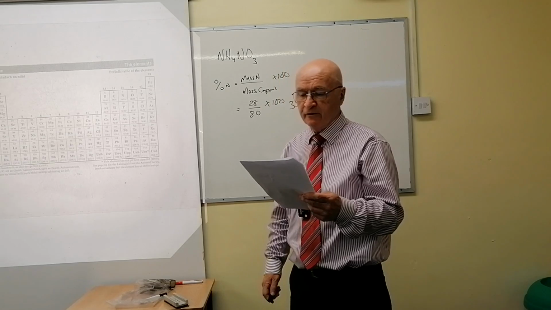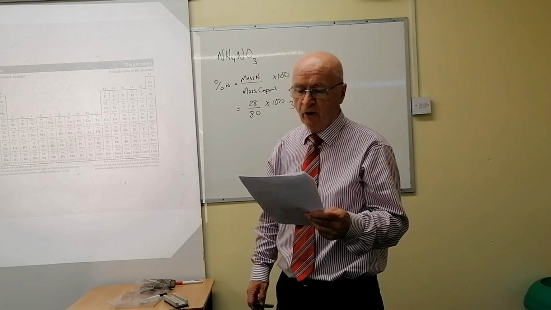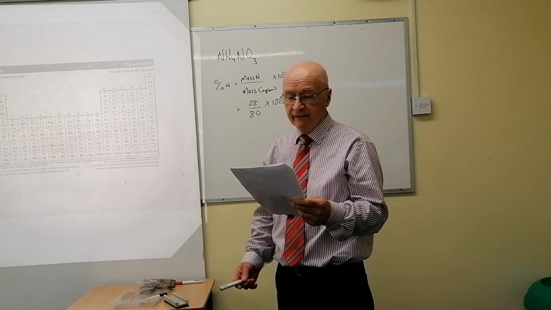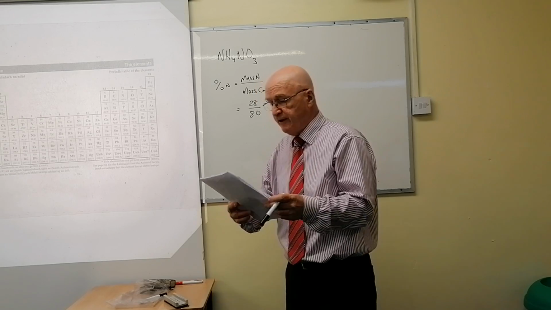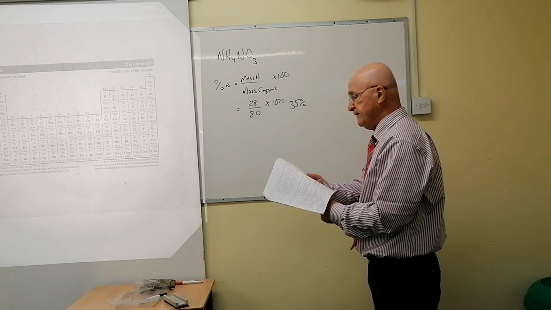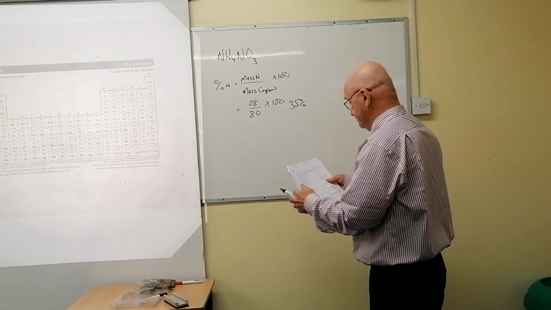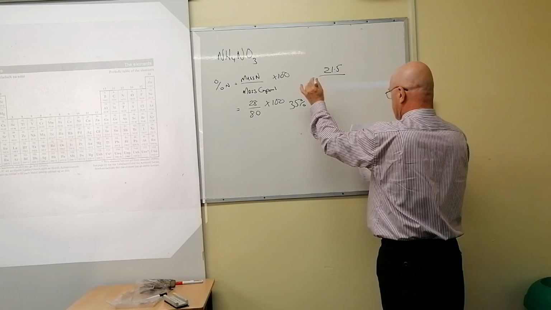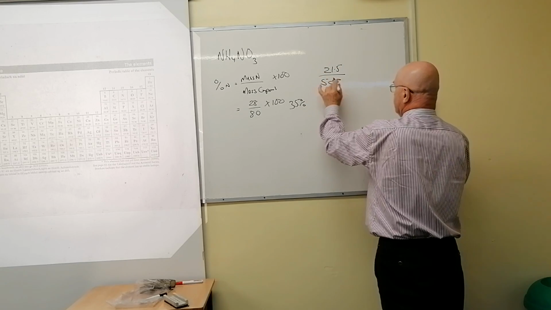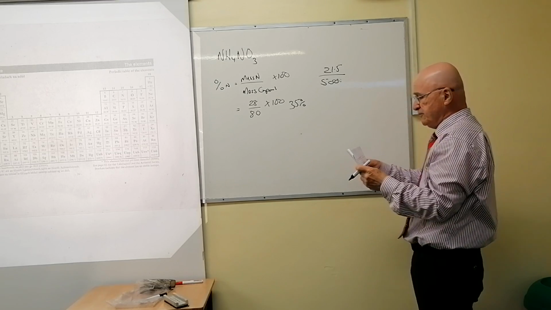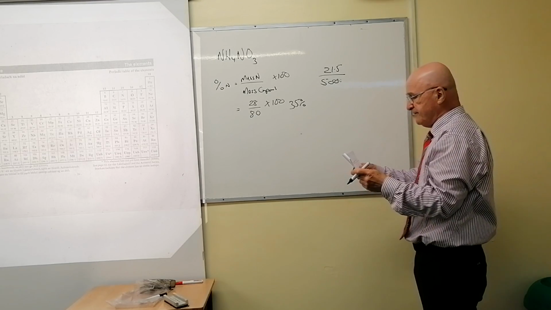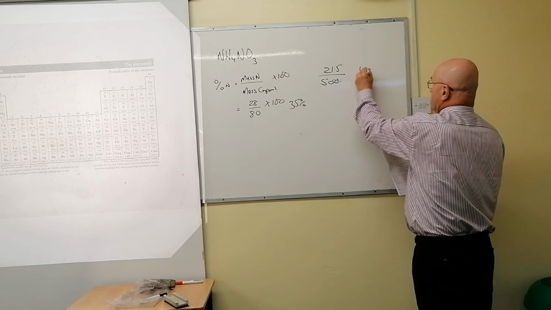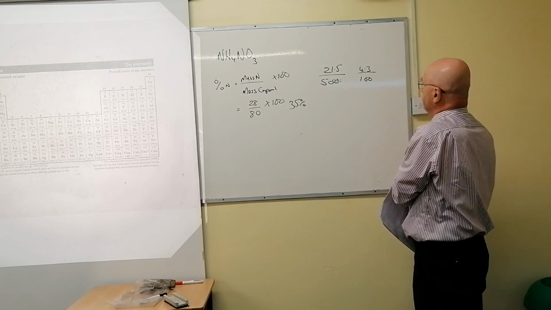A 500 centimeter cubed can of beer contains 21.5 centimeters cubed of ethanol. Calculate the percentage alcohol, that is the concentration of alcohol in percent VV. Okay, so you have 21.5 centimeters cubed in 500 centimeters cubed. If you divide by 500, you get the amount in 1 centimeter cubed, and you want percent VV, which is in 100. Or divide that by 5 if you like. You get 4.3 over 100.